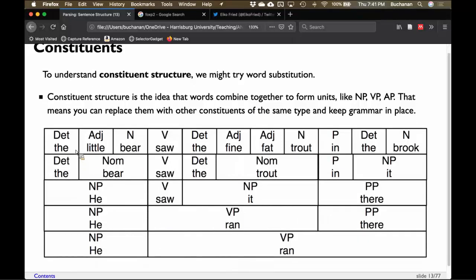Although this is really just not the best example. It's from the NLTK book, but sometimes I think it's more confusing than it's worth. But, so the little bear saw the fine fat trout in the brook. Okay. The little bear here is a noun phrase, and I could replace this entire noun phrase with a single word, like he. Saw is clearly the verb phrase, can't really do a whole lot with that. But verb phrases don't have to include preposition phrases, they can just be one giant verb.